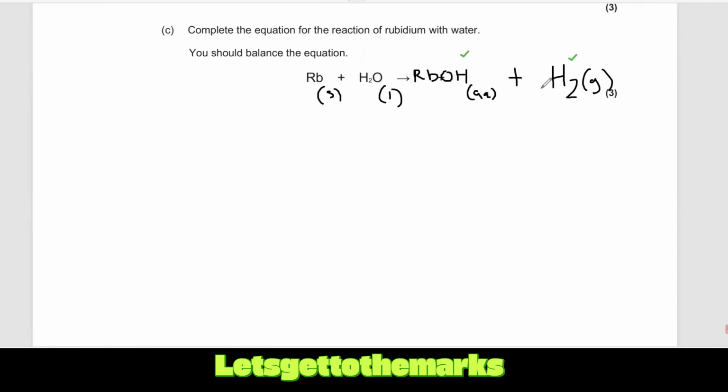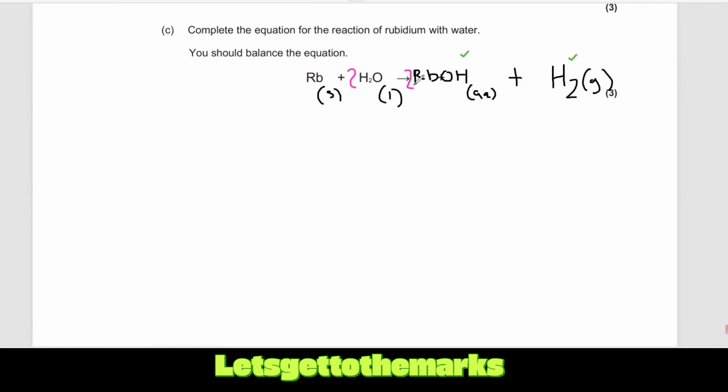Now there's 1, 2, 3 hydrogens on the right. Conservation of mass means I need 3 over here, but because that's an odd number, that's going to be hard. So your best bet is to make the hydrogens even on the right. Then it's really easy to just put a multiplier, a coefficient, here. So what I'm going to do is put a big 2 in front of this, and that makes 2 H's. Plus 2 H's is 4. So I just need to put a big 2 there and make 4 H's.